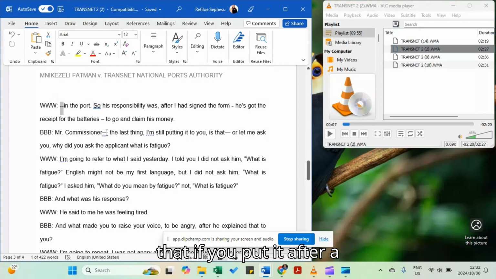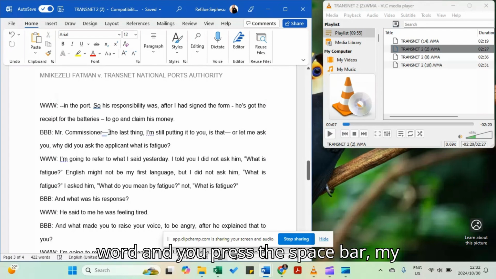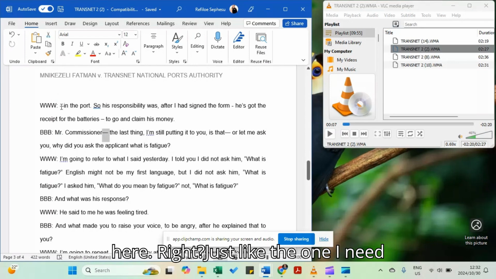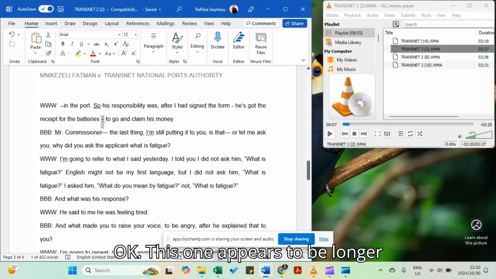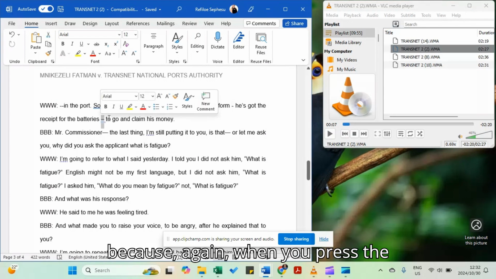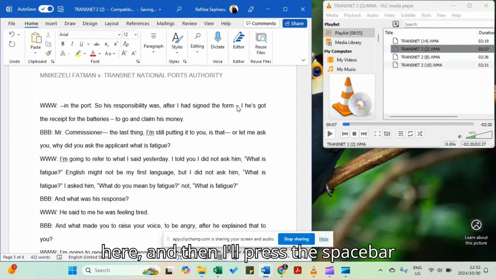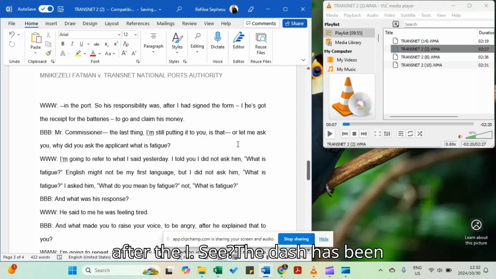It's just that if you put it after a word and you press the space bar, my laptop will automatically elongate it. Okay, so this is a normal double dash here, right? Just like the one I made here. Okay, these are single dashes. Okay, this one appears to be longer because again, when you press the space bar, it elongates the dash. For example, I'll show you. I'll put an I here and then I'll press the space bar after the I. See, the dash has been elongated and it looks like this one. Okay, so it's exactly the same dash.